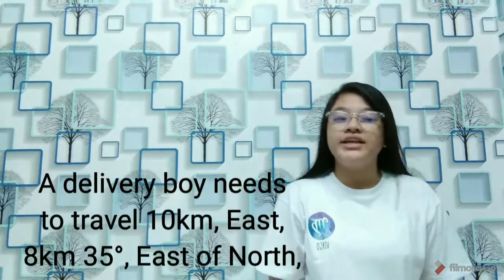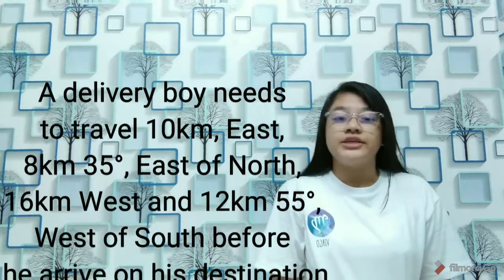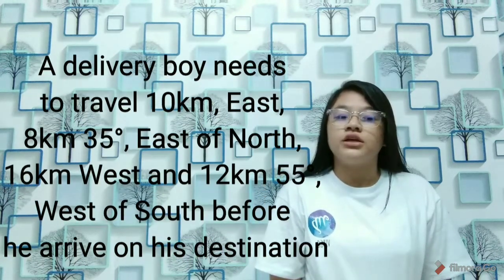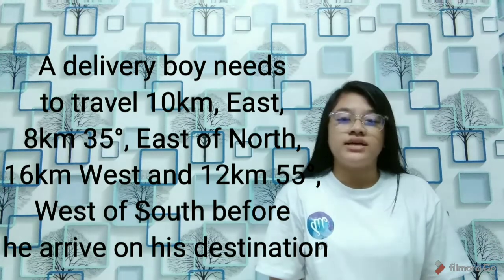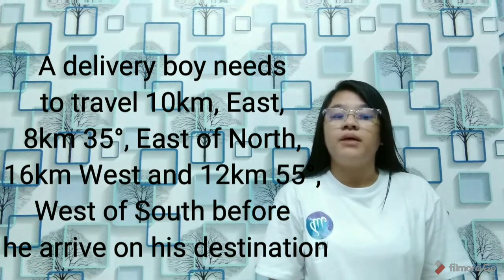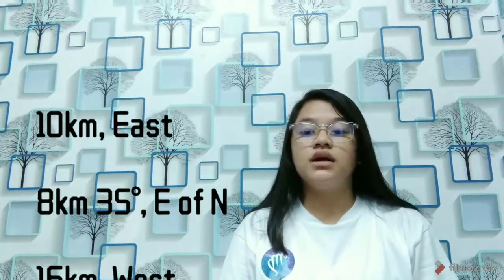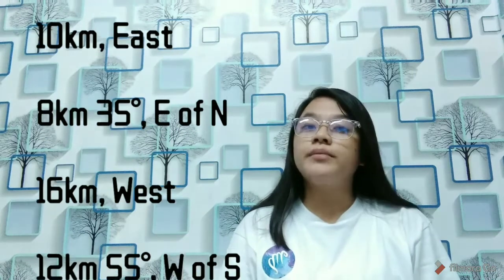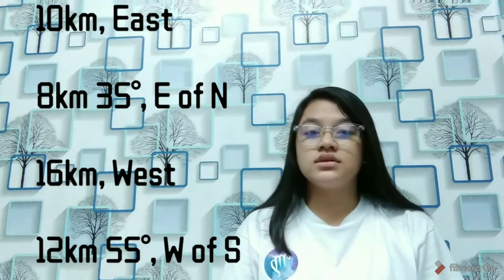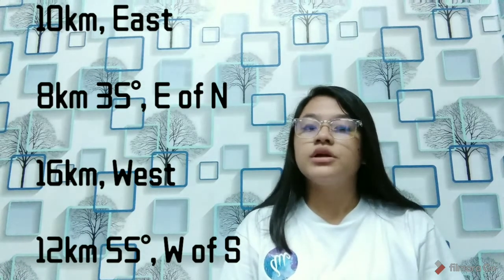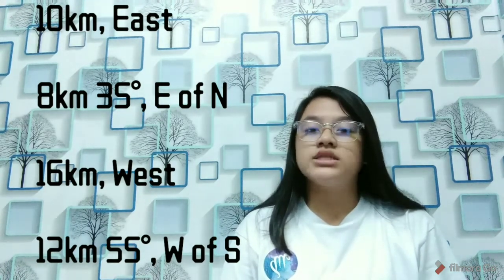A delivery boy needs to travel 10 km east, 8 km 35 degrees east of north, 16 km west, and 12 km 55 degrees west of south. So our first step is to write all the vectors that are given. 10 km east, 8 km 35 degrees east of north, 16 km west, and 12 km 55 degrees west of south.